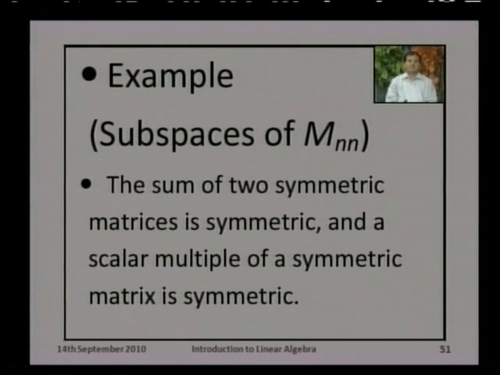As we know, the sum of two symmetric matrices is symmetric, so the sum is closed, and a scalar multiple of a symmetric matrix remains a symmetric matrix. The 0 matrix is symmetric, and therefore the set of all symmetric matrices is a vector space in its own right, and it is a subspace of M_nn.